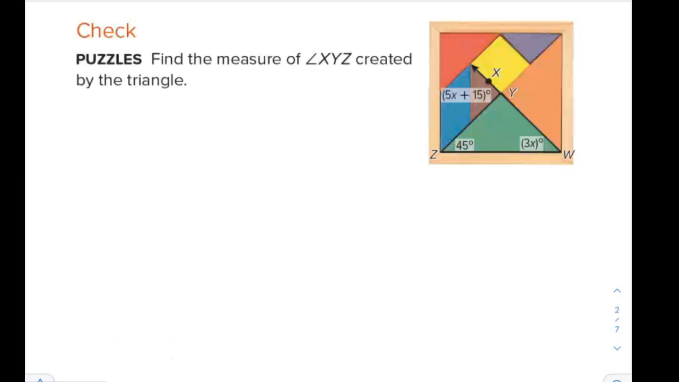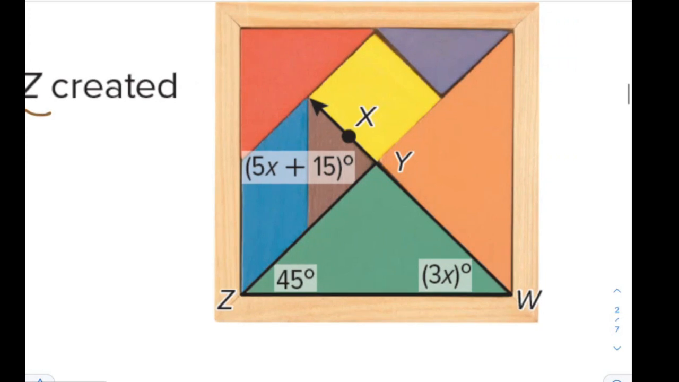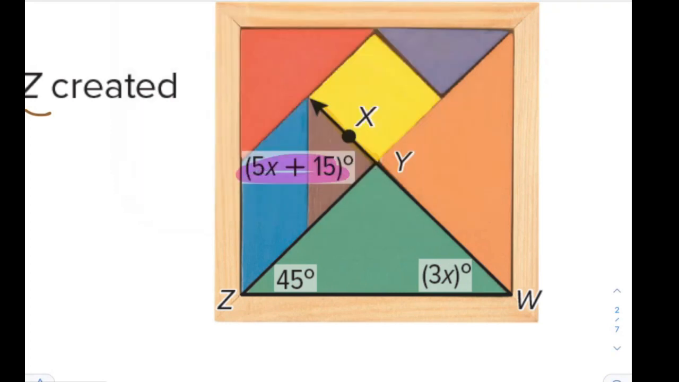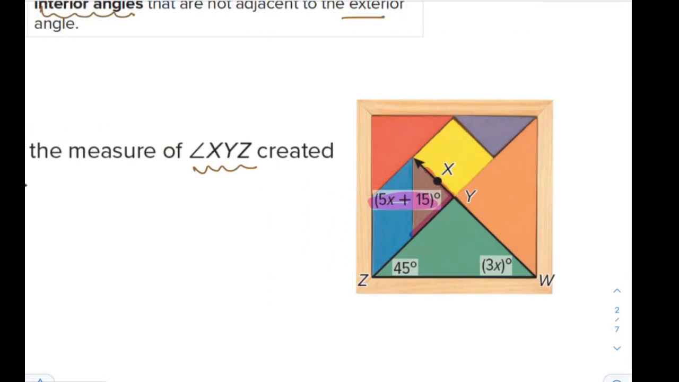You are asked to find the measure of angle XYZ. XYZ is this angle, given as 5x plus 15. And as you see here, it is outside, it's exterior, the green triangle. And he is giving you the remote angles. This one is the adjacent interior angle, and the remote ones are 3x and 45.